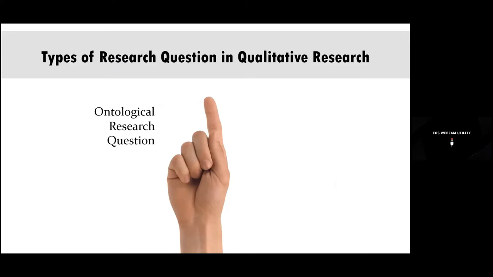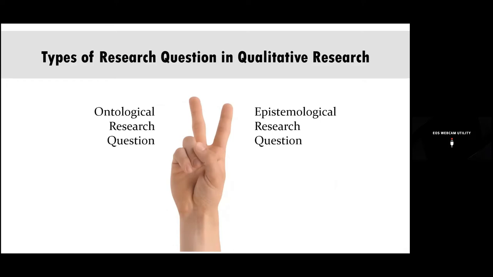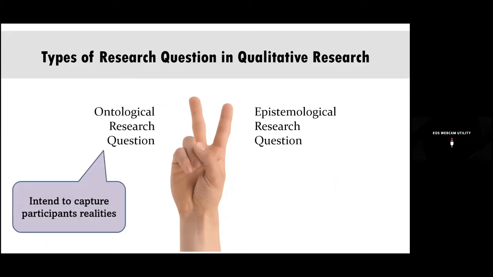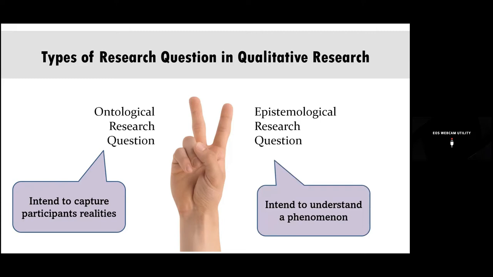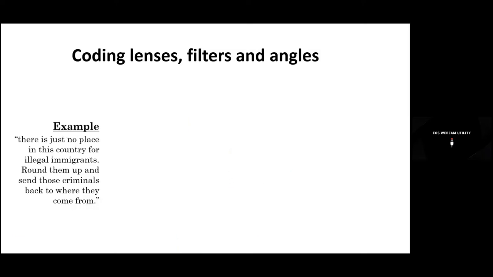The type of research question in qualitative research can be an ontological research question, which we have talked about, or an epistemological research question. Ontological research questions intend to capture the participant's reality, and we have read about single reality, multiple reality, and changing reality. Whereas the epistemological stance intends to understand different phenomena. Based on these two, we call it a research paradigm.